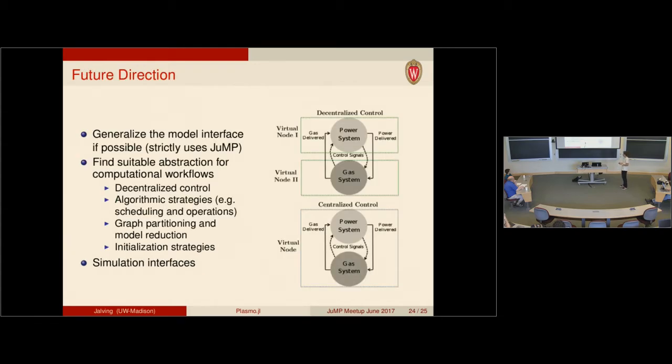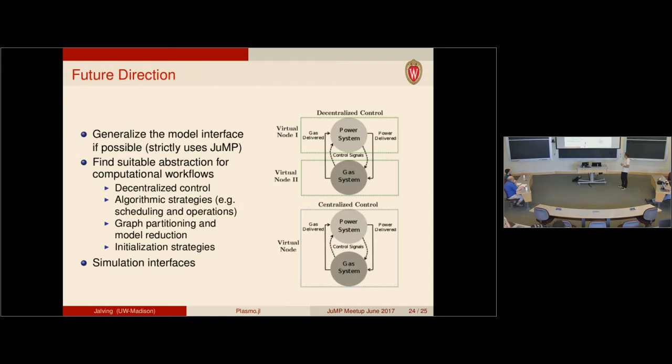And so this is really the end of the talk. Kind of the future direction: I'd like to see if it's possible to generalize the modeling interface. For right now, it strictly uses JuMP, and I think it's probably going to be like that for the time being. I haven't really thought if I really want to consider a more abstract model just for a node or an edge.